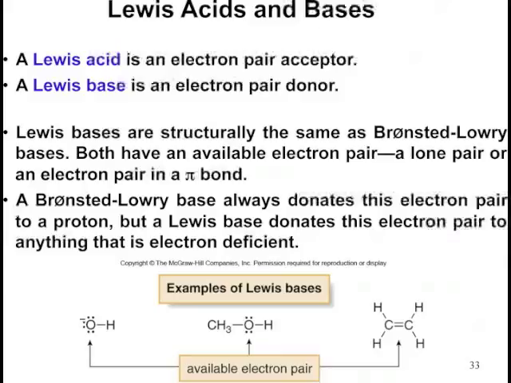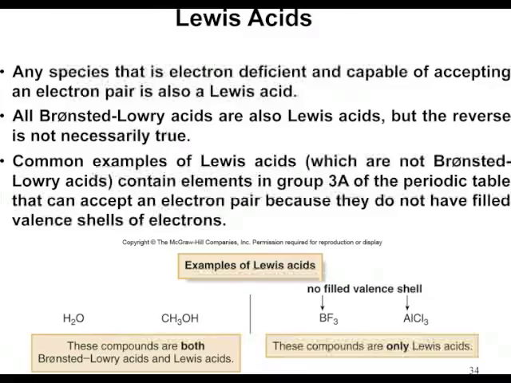A Lewis acid is an electron pair acceptor. A Lewis base is an electron pair donor, and Lewis acid-base reactions happen if an acid borrows a lone pair from a donor. Any species that is electron deficient and capable of accepting an electron pair is a Lewis acid, and any species which has an octet and at least one lone pair is a Lewis base.